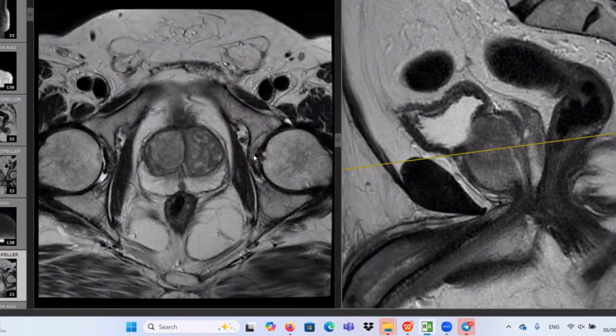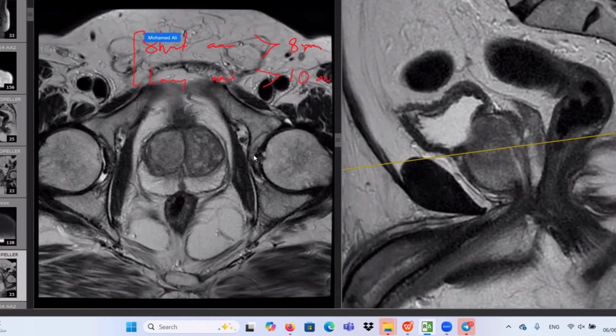For lymph node enlargement, our criteria are: if the short axis of the lymph node is more than 8 millimeters, or the long axis is more than 1 centimeter or 10 millimeters.